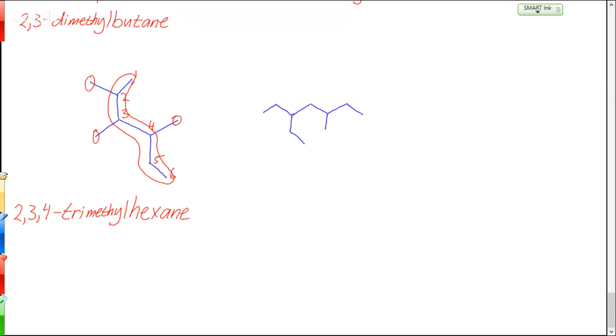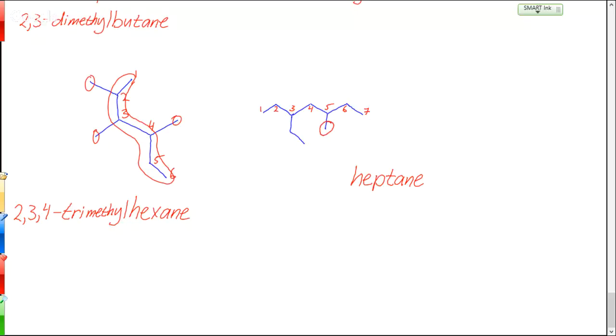So the next one, again, has a couple different choices for how to make that longest chain. But in this case, one of the choices is just going straight across like this. We could also go down. That part that's going down would also work. So that number is 1, 2, 3, 4, 5, 6, 7. And that makes this a type of heptane, 7 carbons.